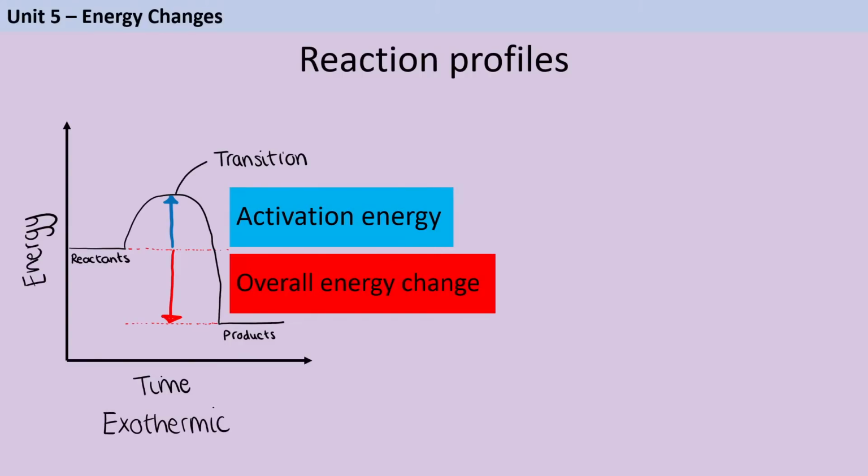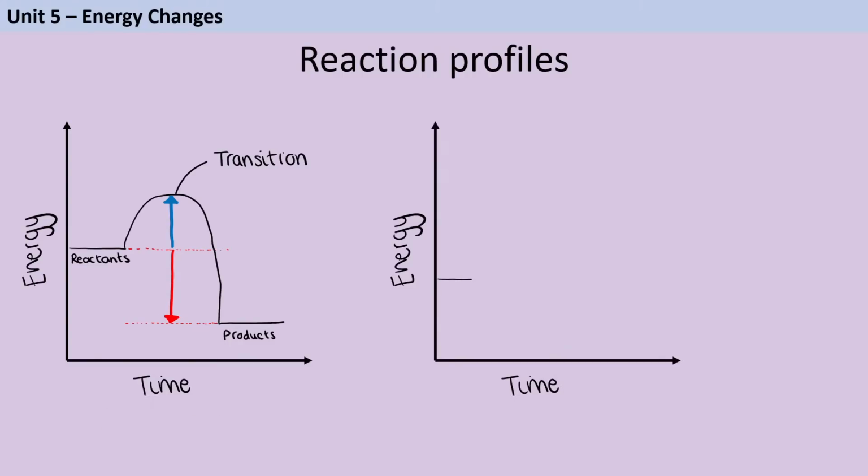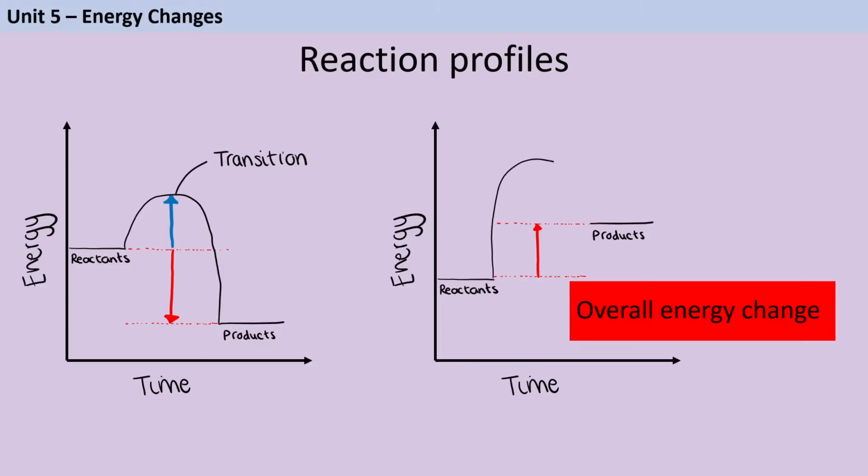So that would be for an exothermic reaction. If I had an endothermic reaction, then the difference would be that the products would have more energy than the reactants because they've taken some in from the surroundings. That's why the surroundings have got colder, because they've got less energy now, because that energy is now locked up inside the chemicals. So again, my overall energy change would come from the reactants to the products. And the activation energy is always from the reactants up to the transition state.